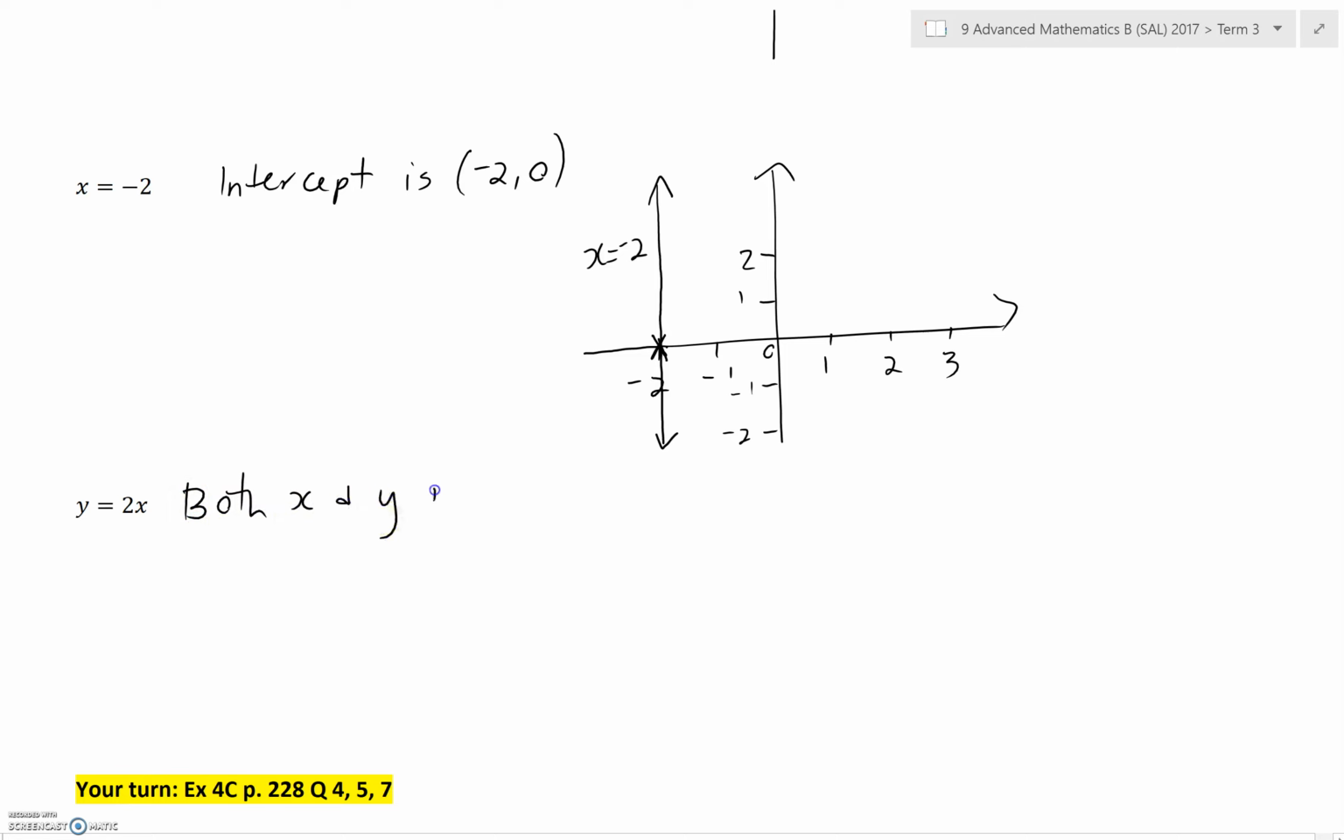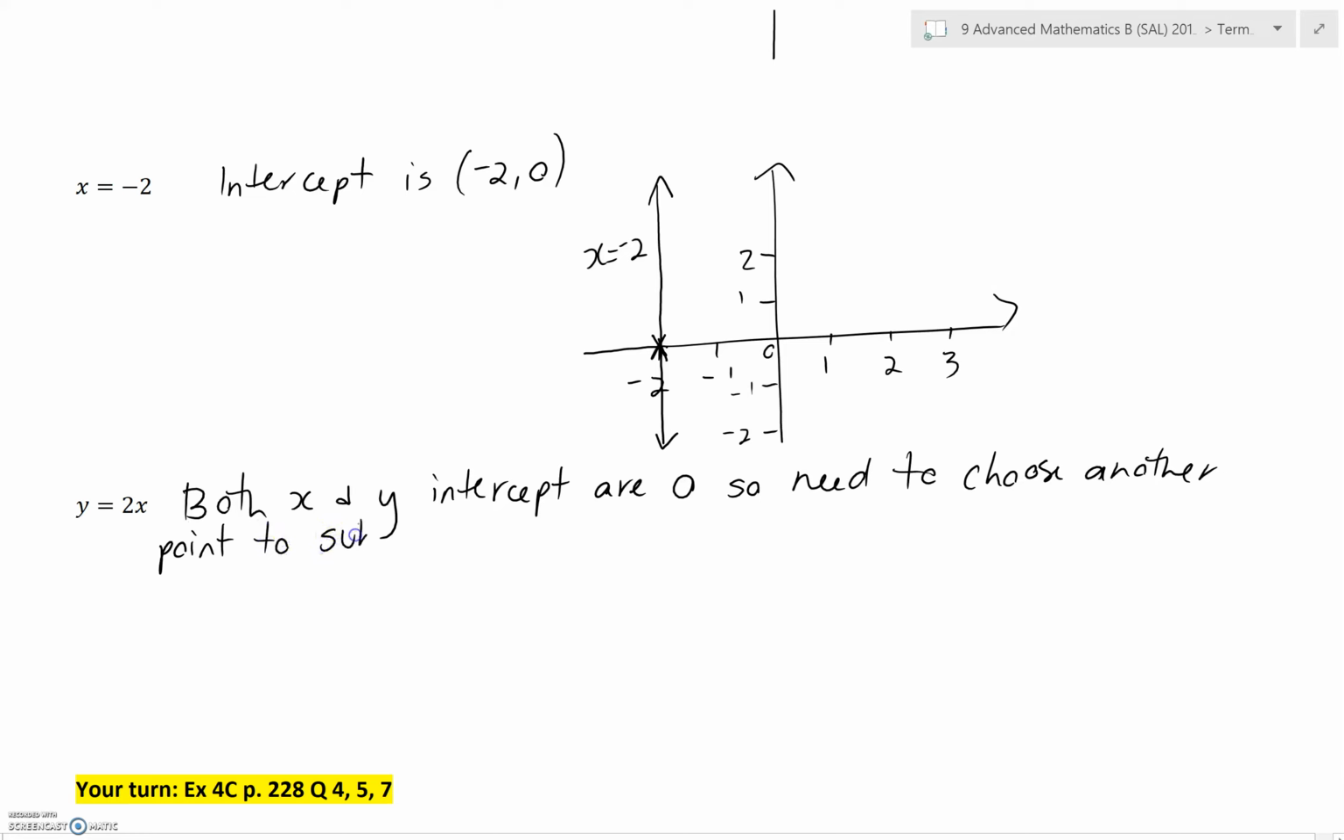There's no constant value in our equation. There's only x's and y's. So if we substitute into them, they're both going to end up being 0. So because of this, we need to choose another point to substitute and get enough information to plot. Substitute and get a point to plot.